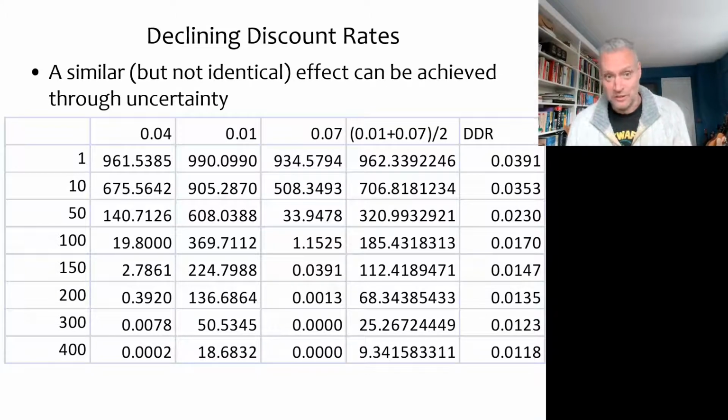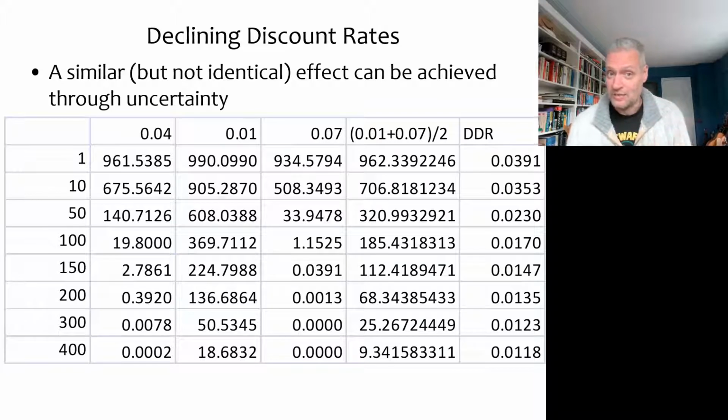If €1,000 is paid in a year's time, then the person who says that the discount rate should be 7% would value this at €935. And if the payoff is in 100 years' time, then he would value this only at €1. And if the payoff is in 400 years' time, then it's essentially worthless.